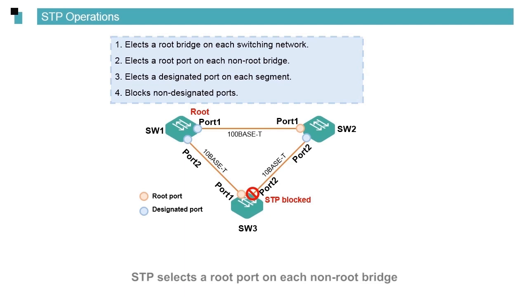STP selects a root port on each non-root bridge. The root port is connected to the root bridge. STP selects a designated port on each segment. STP blocks a port that is not a root or designated port.